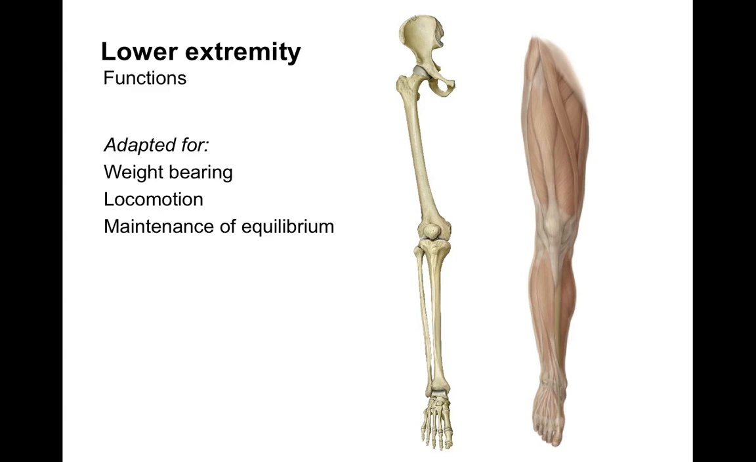Let's begin by discussing the functions of the lower extremity. As we go through the anatomy of the lower extremity, I'll be sure to point out that these structures are adapted for the weight-bearing, locomotion, and maintenance of equilibrium purposes that the lower extremity serves.